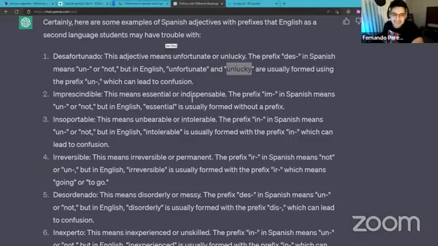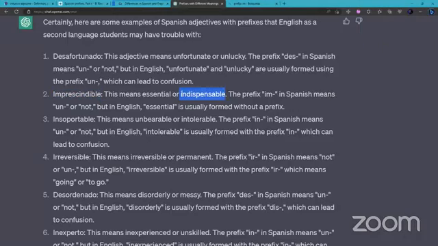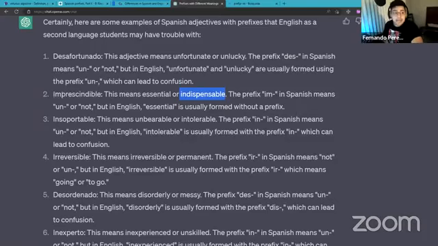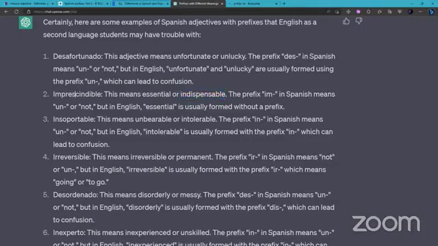Imprescindible. This means essential or indispensable. Oh my God! Essential is usually formed without a prefix. Imprescindible means essential or indispensable, which indispensable exists in Spanish, right? So that one can actually not help, but it is very important to establish that an equivalent to imprescindible doesn't exist in English, of course.